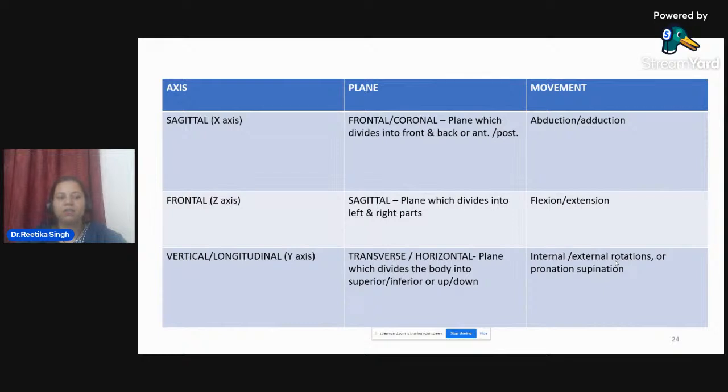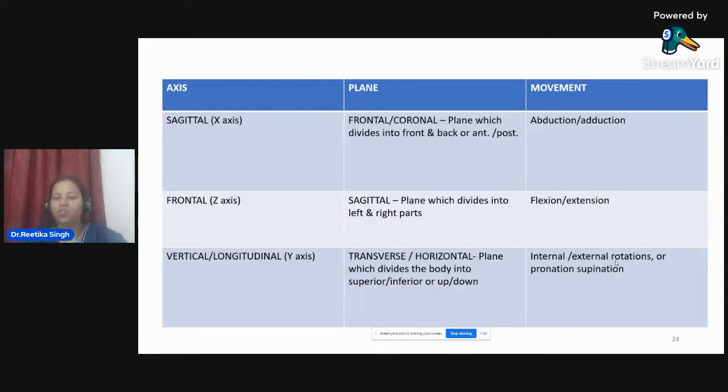Axes are sagittal, frontal, and vertical axis. Planes are frontal, sagittal, and transverse or horizontal plane. Frontal plane divides the body into front or back, also known as the anterior part as the front part and the posterior part as the back part. Sagittal plane divides the body into left or right part. Transverse or horizontal divides the body into superior or inferior, meaning the up or down part.